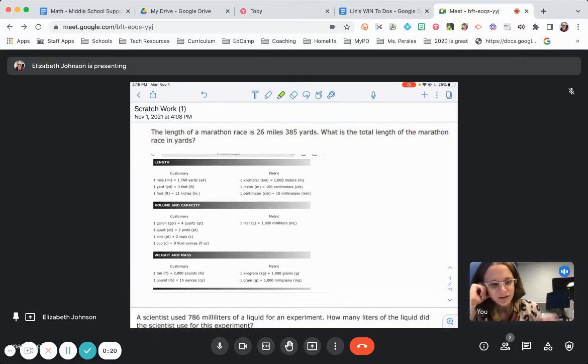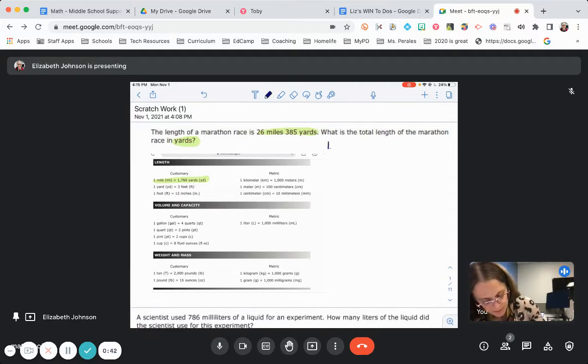Hey, this isn't that different than what y'all did in fifth grade. It's almost the same. In fact, we've got our formula chart down here. Let's take a look at that. It tells us how many yards are in a mile. And here's the measurements we were given. We're starting with 26 miles and 385 yards, and we want our answer to be in yards.